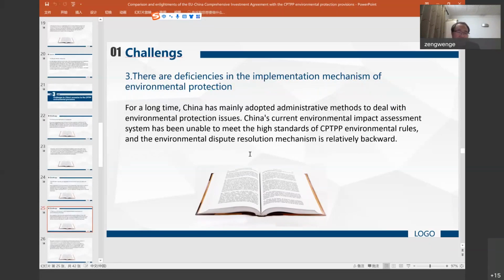The third challenge is that there are differences in the implementation mechanism for environmental protection. For a long time, China has mainly adopted administrative methods to deal with environmental protection issues. The current environmental impact assessment has been unable to meet the high standards of the CPTPP. So we need a new dispute resolution mechanism for that.